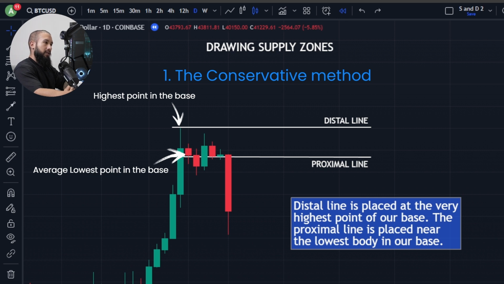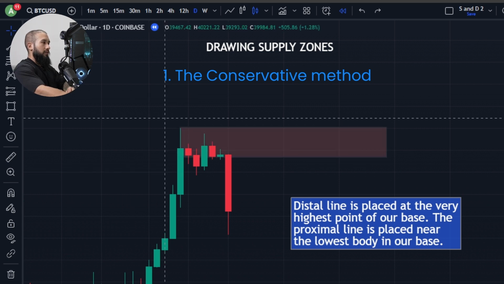I prefer this method because I found it gives me the best range for identifying entries and take profit areas. I will cover this in more detail later in this video when I cover trade setups. For now, we're going to focus on drawing zones. And this is what it will look like with the conservative method.